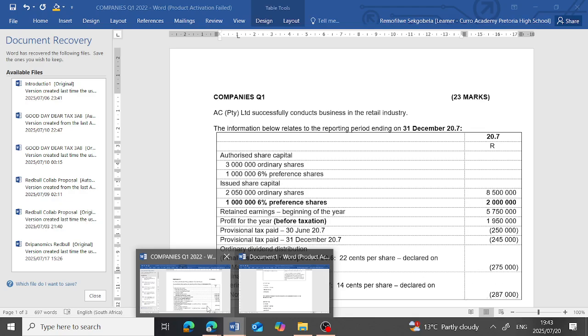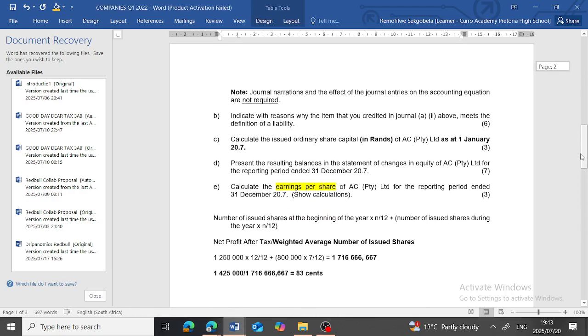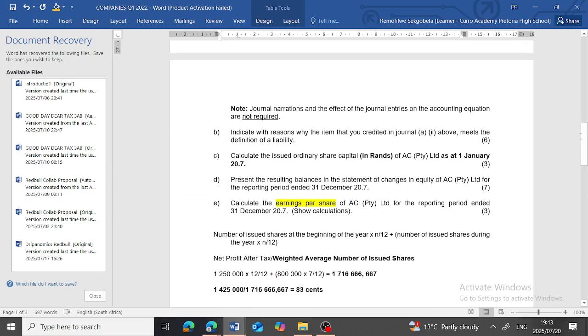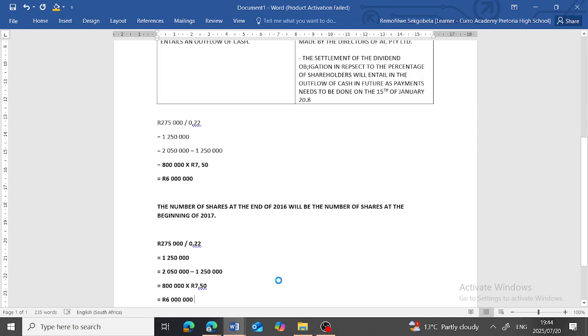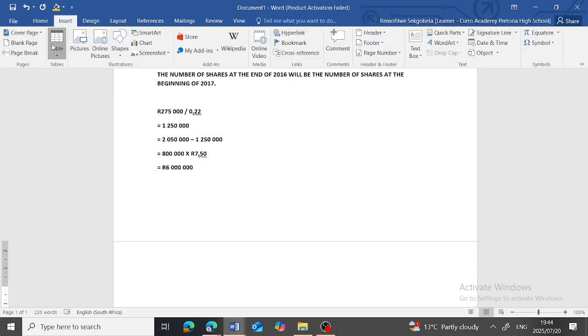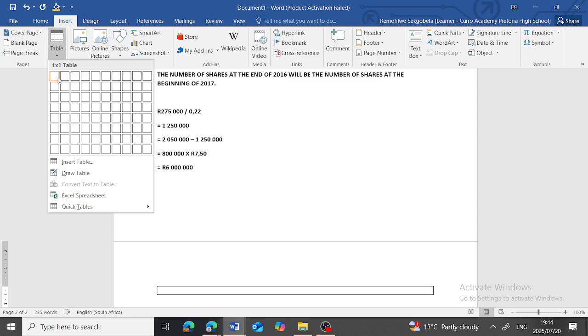So, now that we are done with that, what do we then need to do? We are doing D now, which is to present the resulting balances in the statement of changes in equity. So this should be pretty much straightforward. We just need the format. How many columns? There is the normal shares, preference, retained, total. So I think 5 will do. So 5 columns.